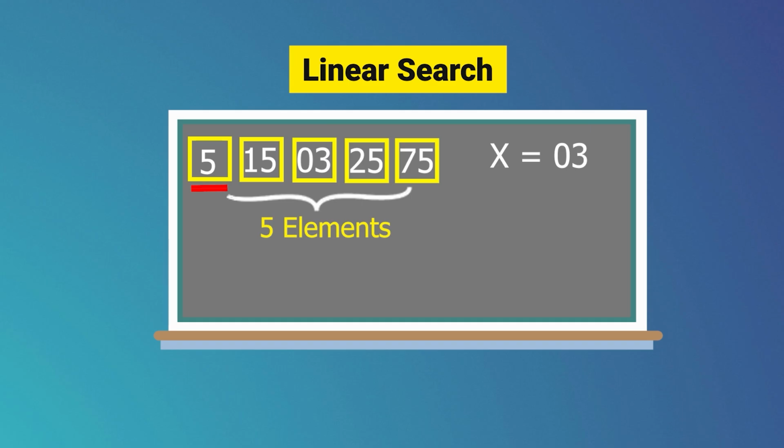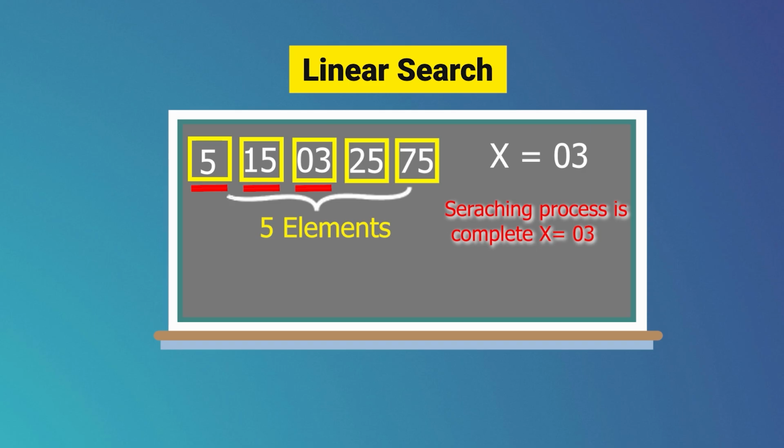Now the next element has the value 3, and my search element also has the value 3. So the match is found. Once the match is found, I will stop searching and display the result that at index 3 the match has been found. So I will display the index value, the position of the array element where the match is found. This is the way the algorithm works.